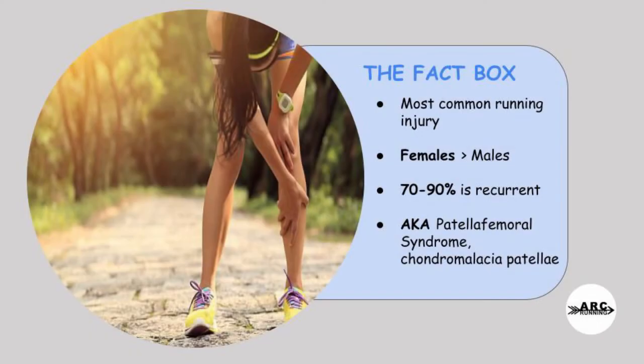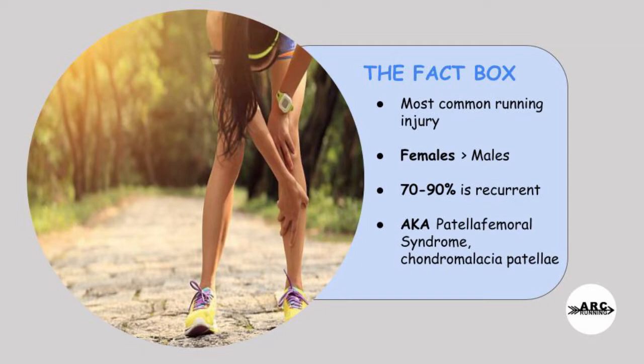Runner's knee is the most common injury we see, and it's much more common in females than males. There are a variety of reasons for that, but usually it's the hip angle in females that might contribute to the problem. And the problem is actually recurrent. It's such a common issue if you don't correct some of the issues that are already present.